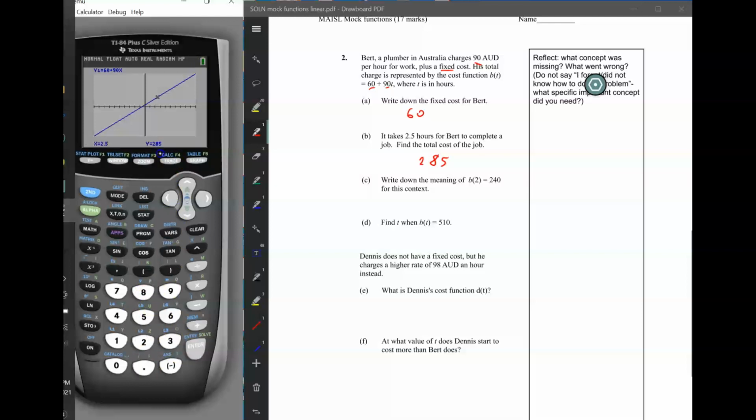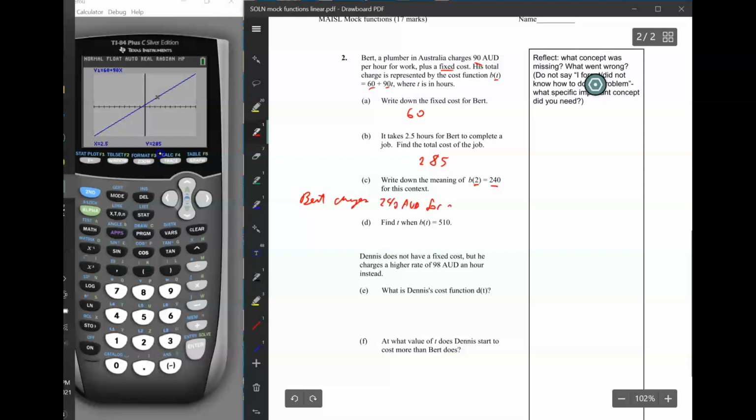Okay? Write down the meaning of B of 2 equals 240 for this context. So remember, B is Bert's cost, and 2 refers to the time, and 240 refers to the cost itself. So basically the meaning of that is that Bert charges 240 Australian dollars for a 2-hour job.